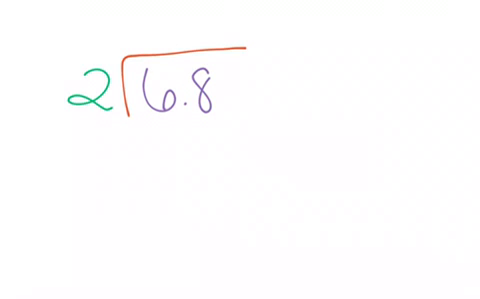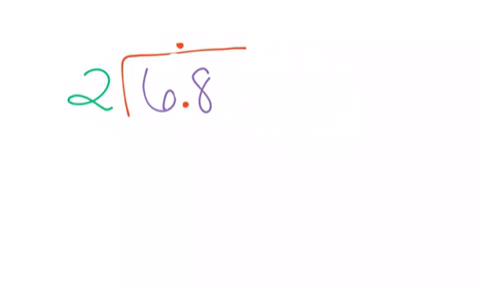So the first problem here we have is 6.8 divided by 2. After you've set up your problem correctly like this, I want you to line up your decimal point. By that I mean, if my decimal point is right here, I want you to go straight up and put it right there. Now we can start dividing.